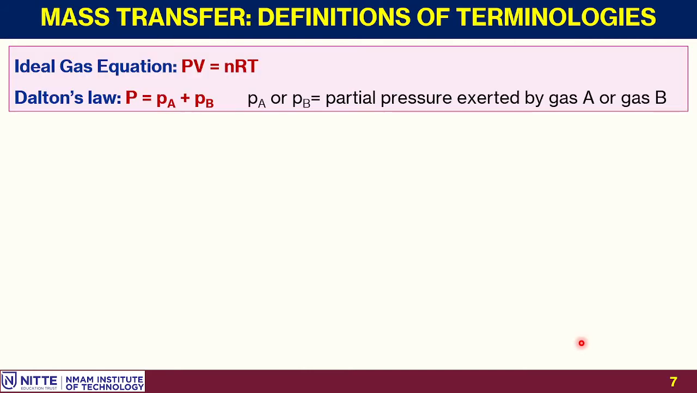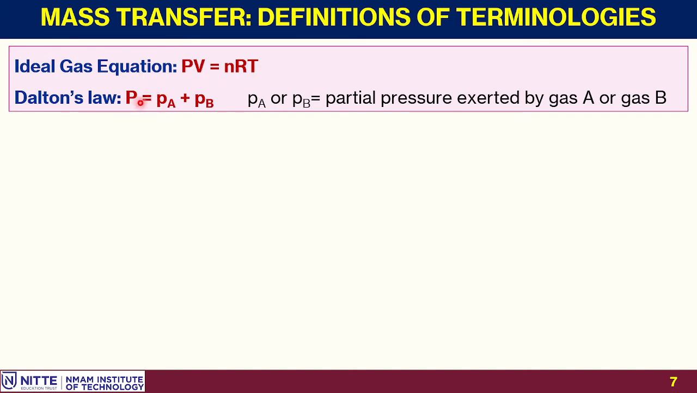Now let us learn some definitions and concepts on mass transfer. Before that, we will have to look at some terminologies, what each thing refers to, the basics and fundamentals that are required for mass transport. Ideal gas equation, how do we write it? PV is equal to nRT, which you know already.